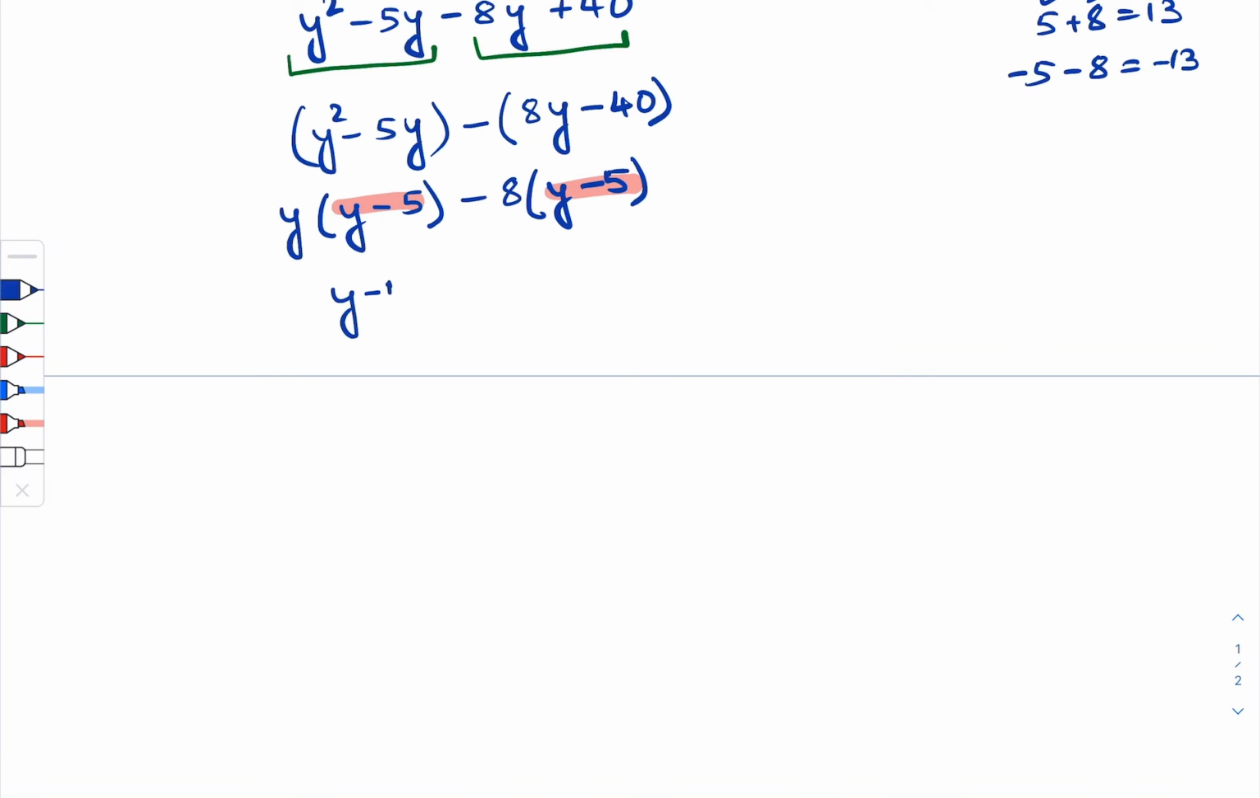So I'll write y minus 5 first, and then y minus 8 second. Now, sometimes you will see that the y minus 8 is written first, and then the y minus 5 is second. It's the same thing. So this expression is equivalent to y minus 8 times y minus 5. Okay, so it doesn't matter. You can choose to write whichever one you want first. All right, let's take a look at another example.